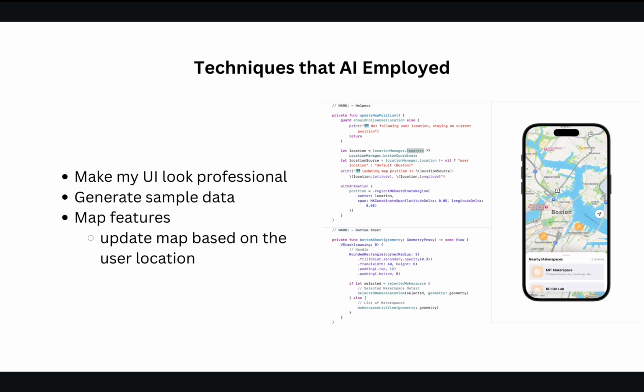In my app, the techniques that the AI employed: first of all, it definitely made my UI look professional. I'm pretty sure I would have spent more time if I had done it by myself. But with basic structures, it makes it really appealing. I was really impressed. And then it generates sample data pretty well. And I especially got help when I implemented the map features. This is more user friendly because it updates the map based on the user location, and when the user changes the camera location, it's adjusted accordingly.